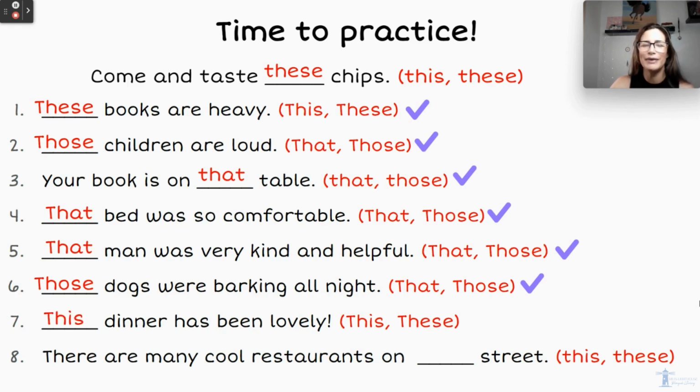This dinner has been lovely. It's just one dinner. And the last one, there are many cool restaurants on blank street. So just look at the noun that follows it. How many streets? One. This street. There are many cool restaurants on this street.